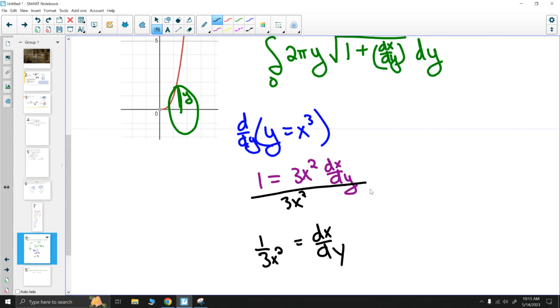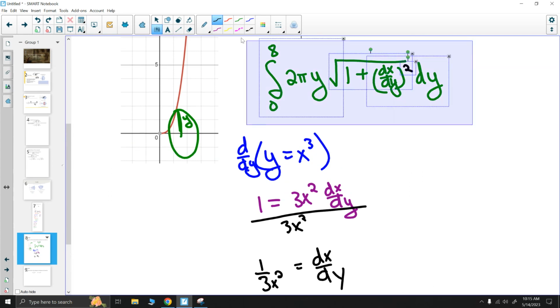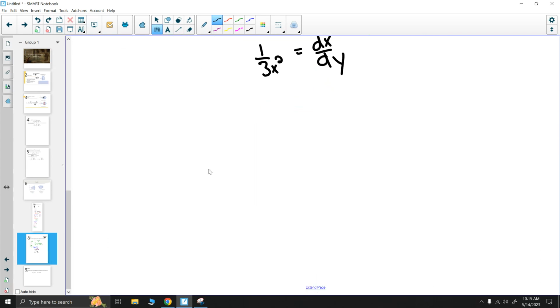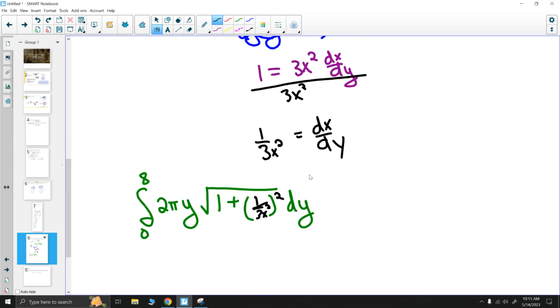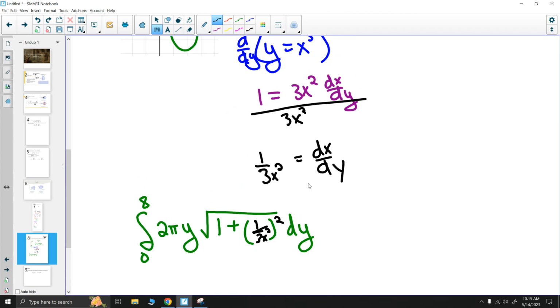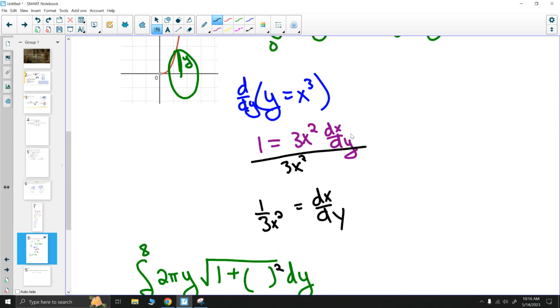Okay, so we can then plug this in. Oh, I didn't write squared here. Okay, so we can now plug this in, replacing our dx/dy with what we have, which is 1 over 3x squared. All right, so now, but in this form, when we did this, we found dx/dy in terms of x. That's a problem. We don't actually want it in terms of x. So let's go back and talk about it in terms of y.